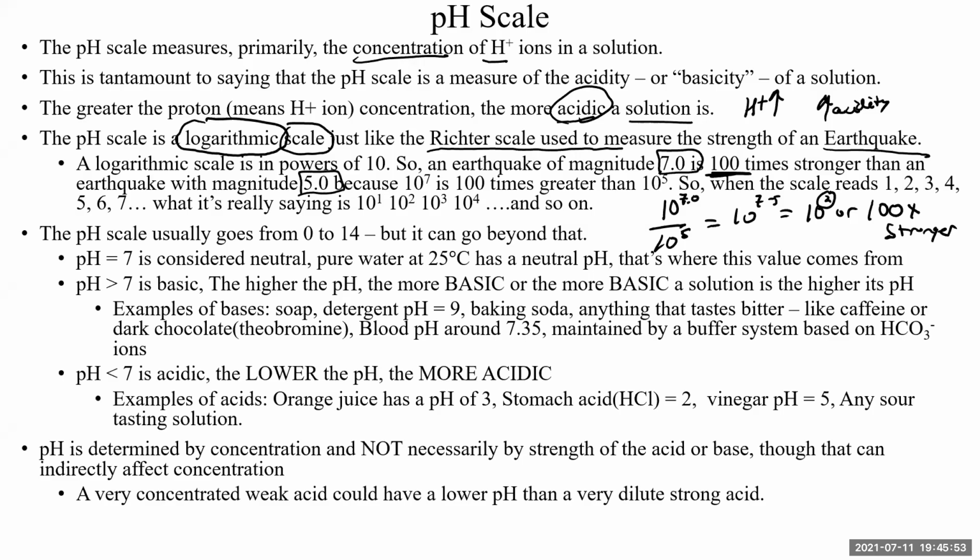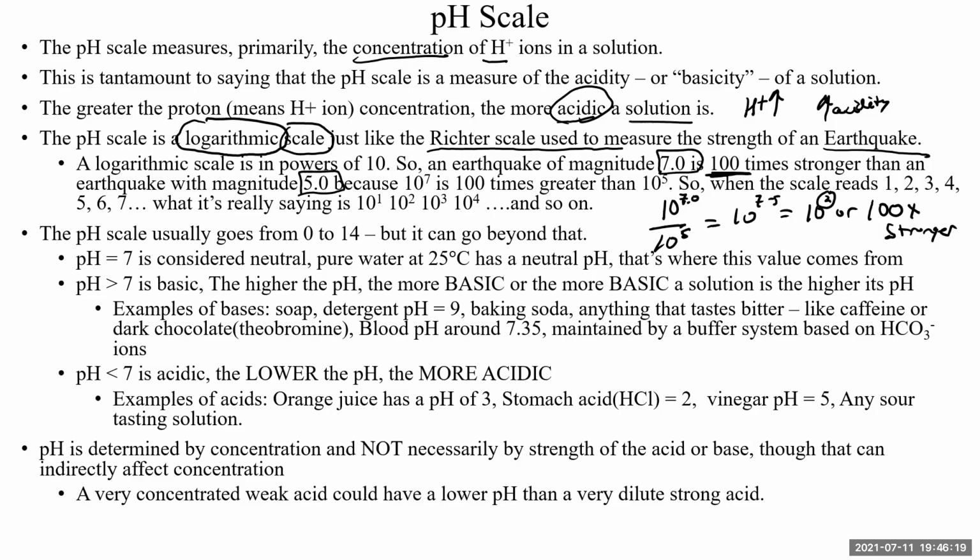So just like the Richter scale to measure earthquakes, the pH scale is a logarithmic scale. It is counting in orders of magnitude because there are such big differences in solution concentrations. It just wouldn't make any sense to take a scale that measures 1 by 1, that counts 1 by 1.